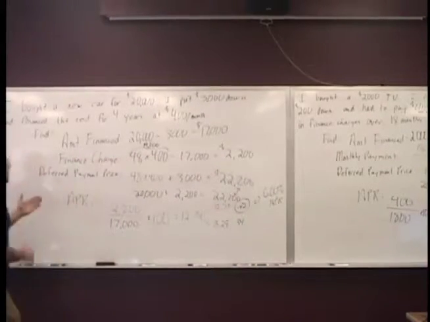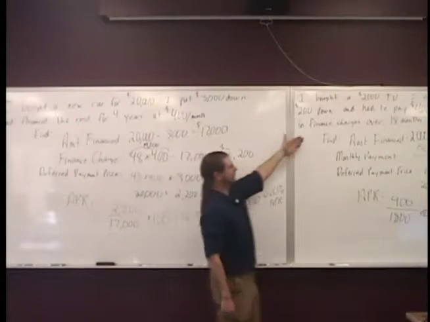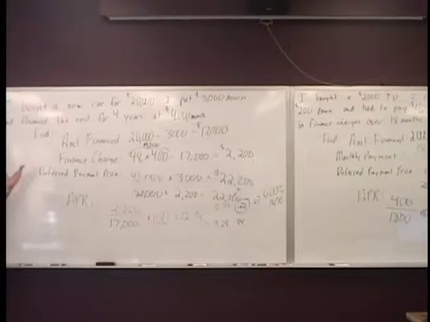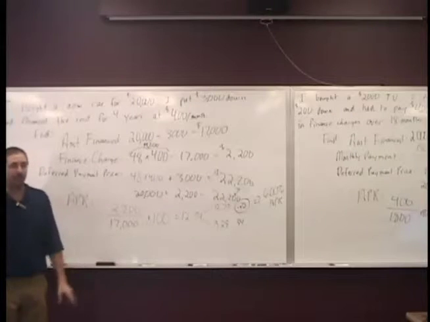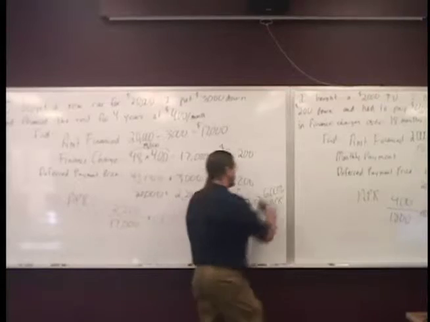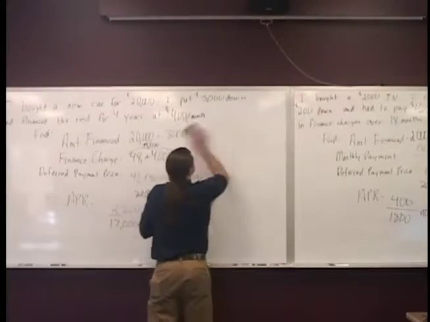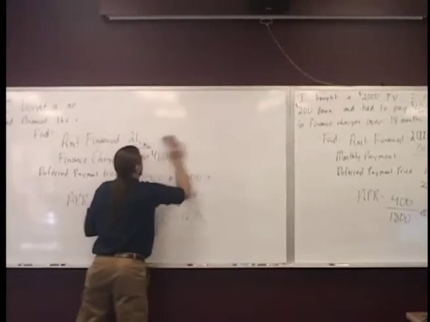All right, so again, these are the types of things that I ask you when you're given loans: amount financed, monthly payment, finance charge, deferred payment price, APR. Those are all fair game anytime I put a loan in front of you. Now, that was review. We did that on Monday, technically. What happens if I give it to you the other way around?